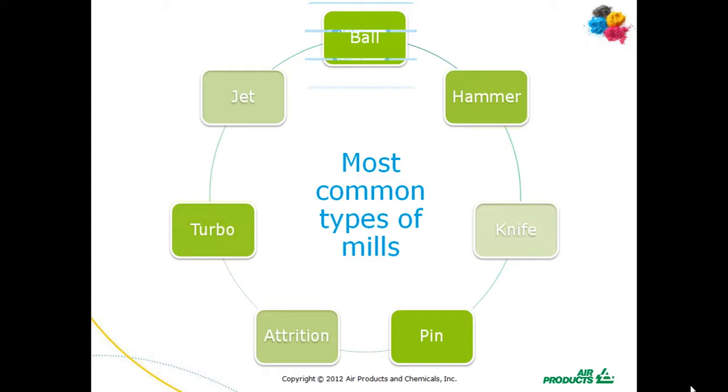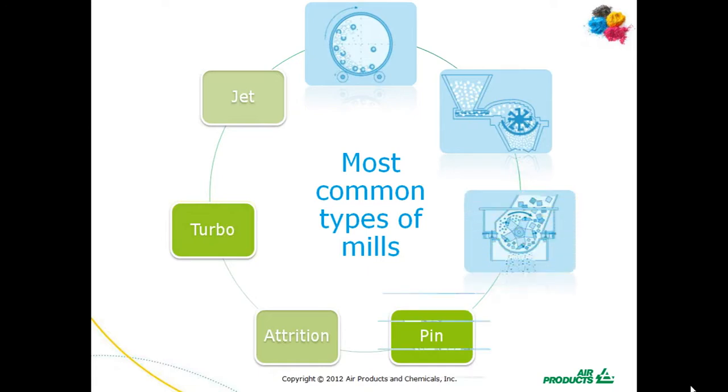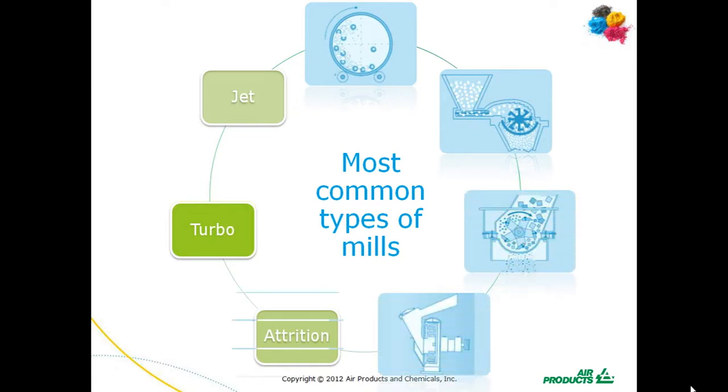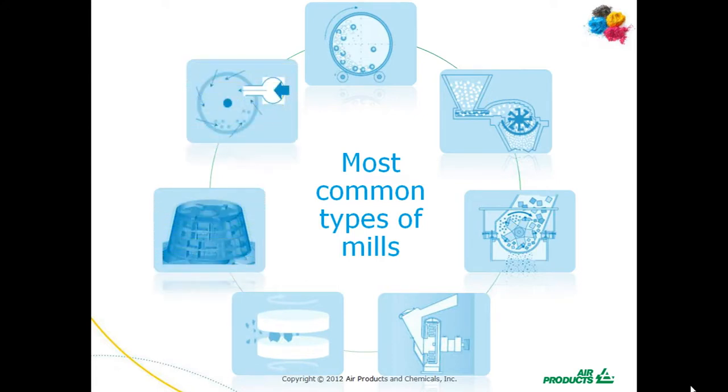There are many different grinding technologies developed for many different types of material and particle size requirements. These include ball mills, hammer mills, knife mills, pin mills, attrition mills, turbo, and jet mills. The next few slides will show some of the common differences between some of these types of grinding technologies.